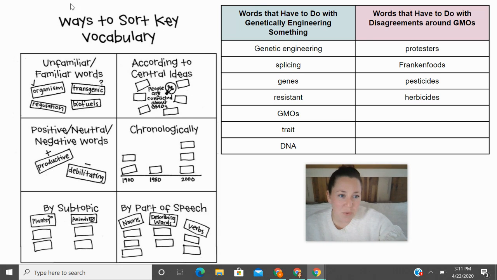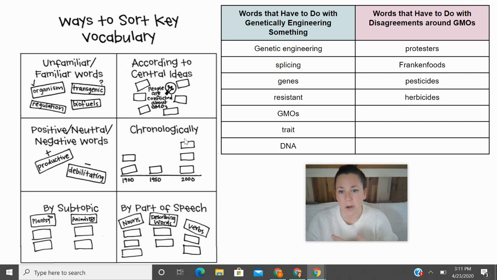Anyway, this was one of the ways we already talked through sorting words that you really know well, sorting the other words that are still unfamiliar. You could sort by positive and negative and neutral terms, right? You could do subtopic or central idea, which is kind of what I did.